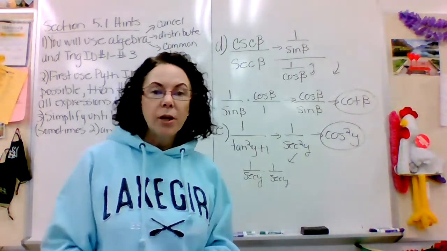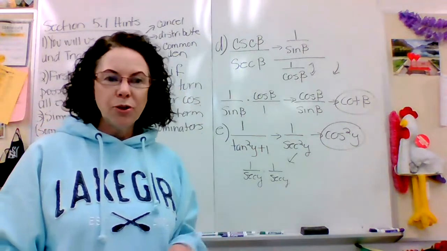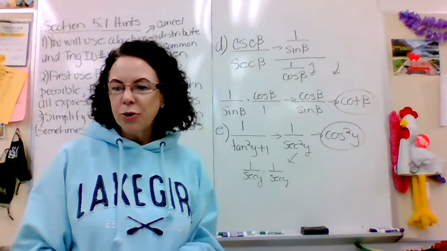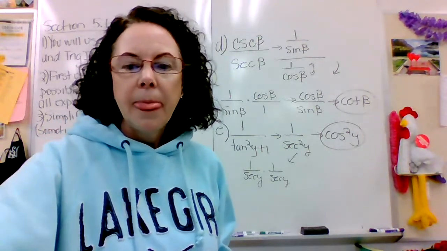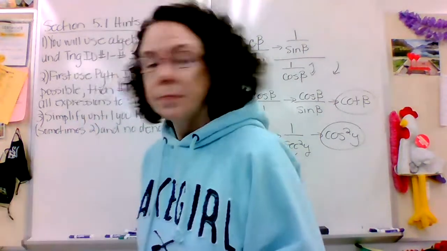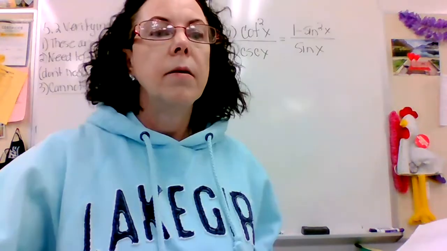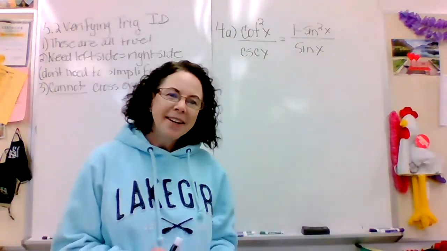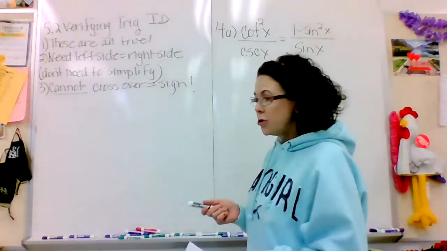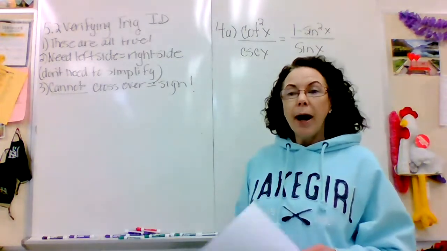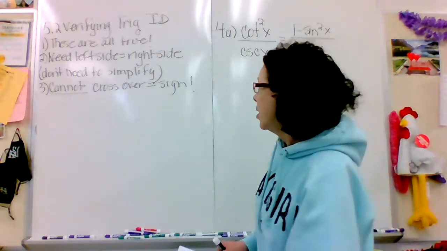Okay, now we are going to do section 5.2. You don't really need any more tools. We're just using our trig identities in algebra in a different way. Hi, last part, section 5.2. We're going to be verifying trig identities. So nothing new that you didn't learn from 5.1.